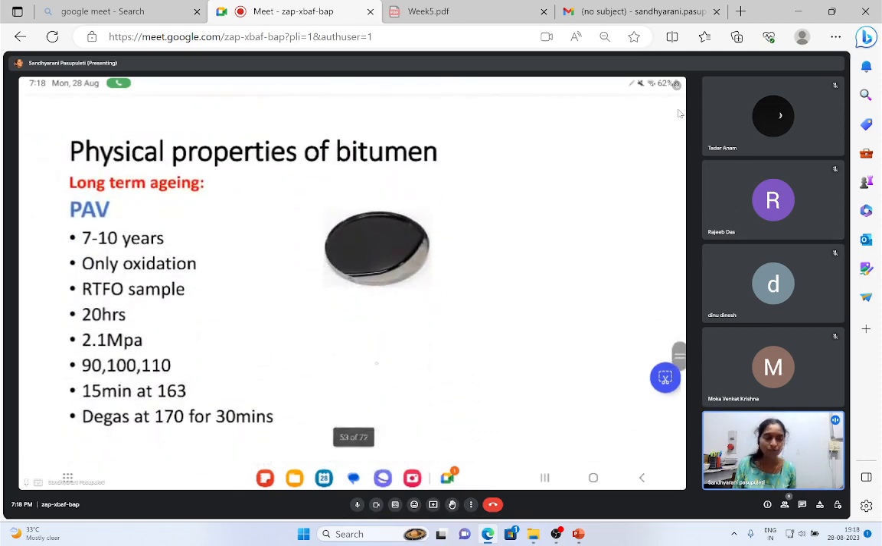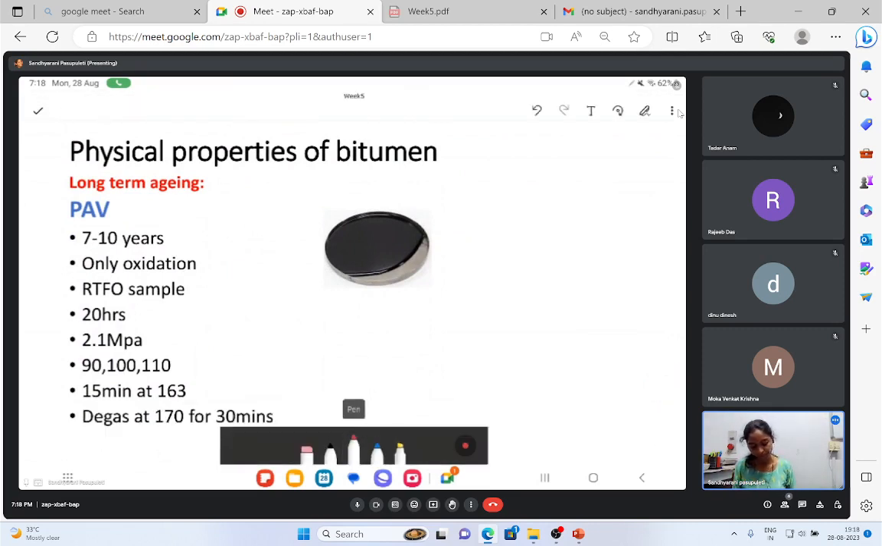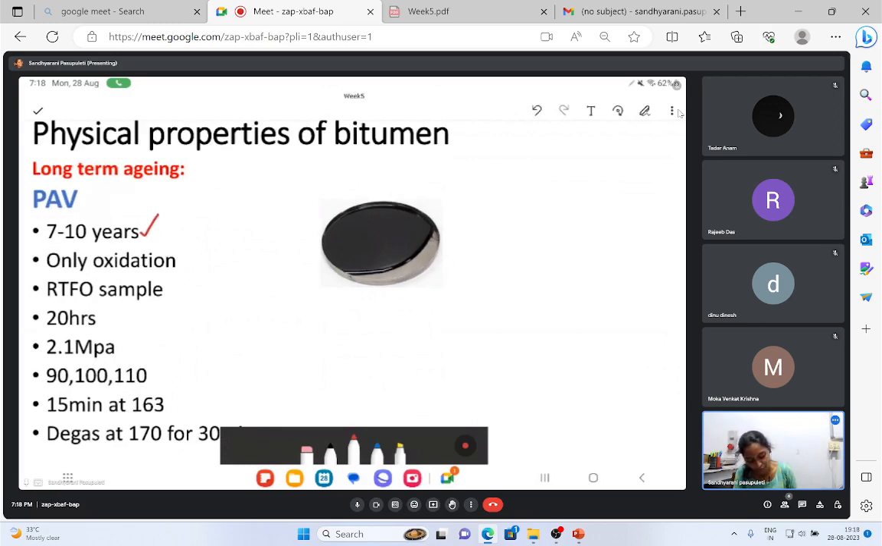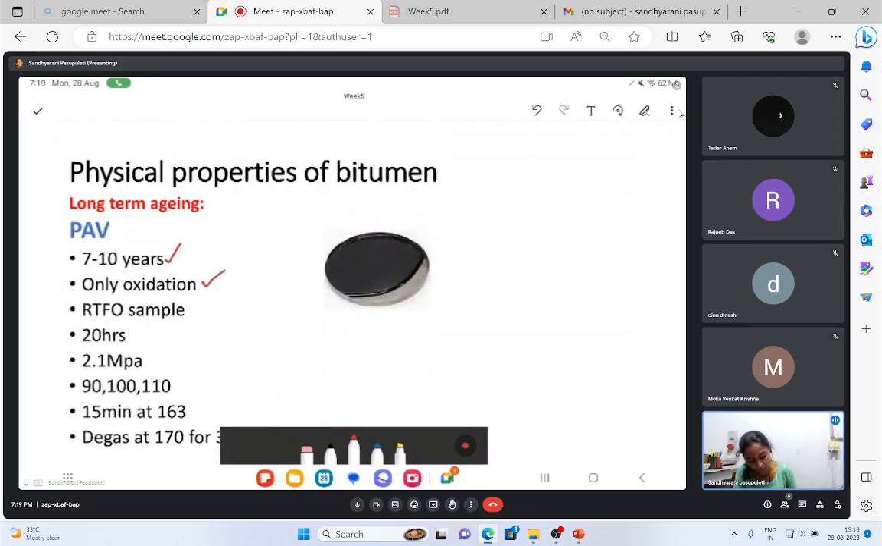So let us see if I want to understand the properties of bitumen after 7 to 10 years, or 8 years, let us say. Here usually the temperature would be ambient temperature only, because only during the short term aging would the bitumen be subjected to higher mixing temperature and compaction temperature. Here, after laying in service, you will have normal pavement temperature. So only the exposure to oxygen is going to cause the aging.